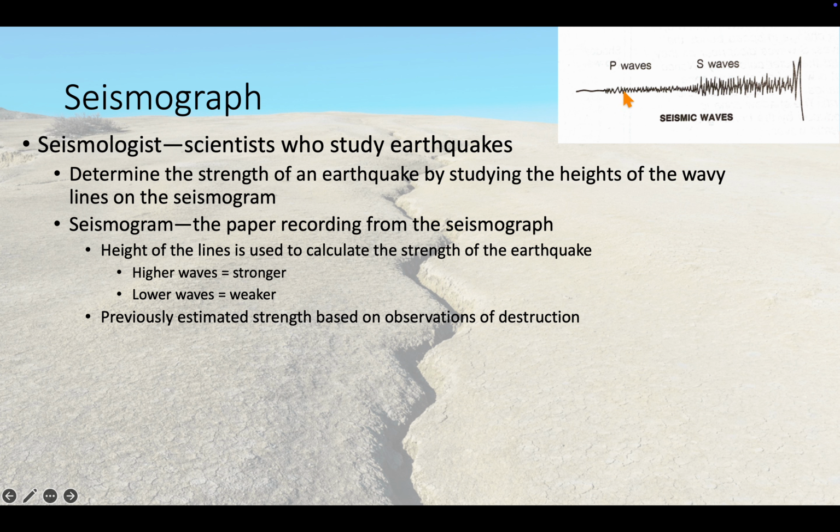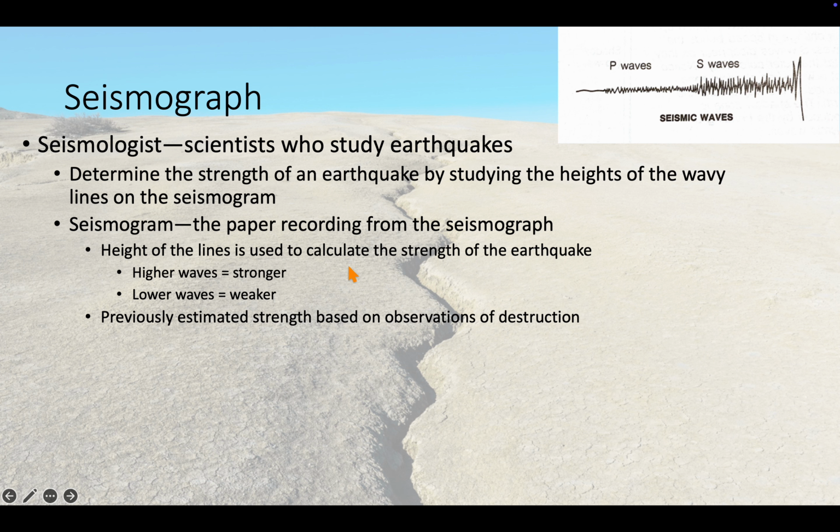The P waves are always smaller just because they're only moving back and forth. They're not moving up and down like the S waves. So the S waves, because they're more damaging, you'll notice that they cause more movement when the seismograph is being made.